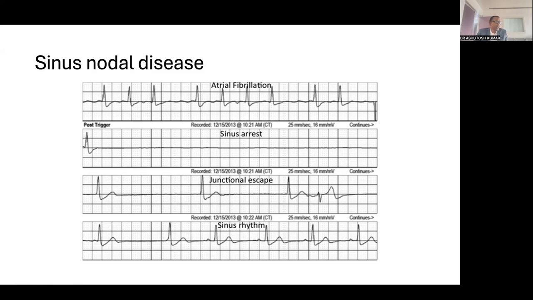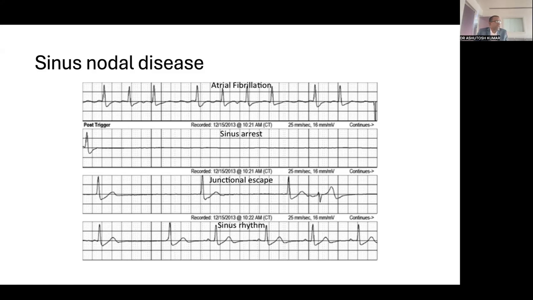By seeing the ECG, sinus bradycardia is very easy to identify. If it is secondary, meaning there is a cause, like the patient has received a drug, there is a metabolic abnormality, or there is an infection like viral pneumonia, it can happen. These are called secondary sinus bradycardia. But there are situations in which the sinus node itself is diseased. It is not able to form the number of impulses it is supposed to.